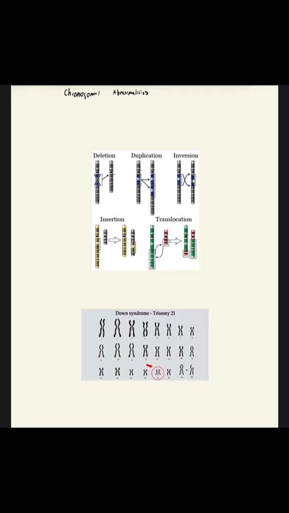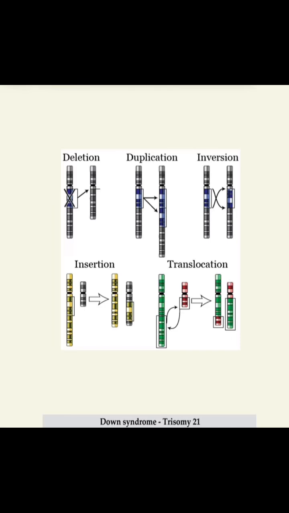So let's look at errors that can occur during crossing over in meiosis. So let's look at this first diagram. During prophase 1 of meiosis, homologous chromosomes pair up and exchange segments through crossing over. If this process is imprecise, several types of chromosomal mutations can result. So you can have insertion, which is this one here. And what happens in insertion is a segment of the DNA from one chromosome is inserted into a non-homologous chromosome.